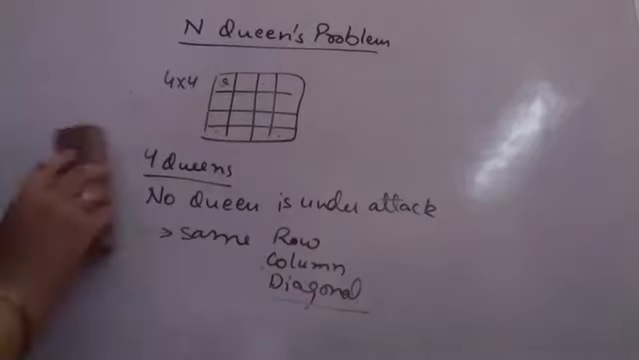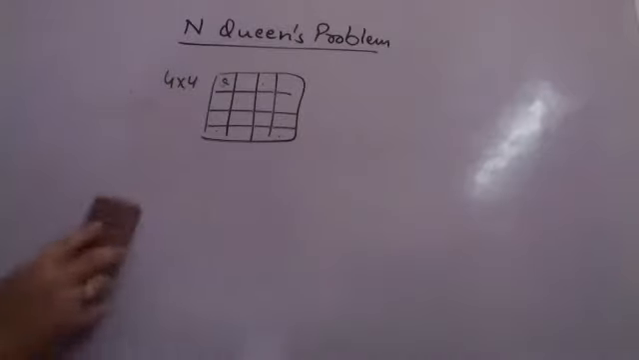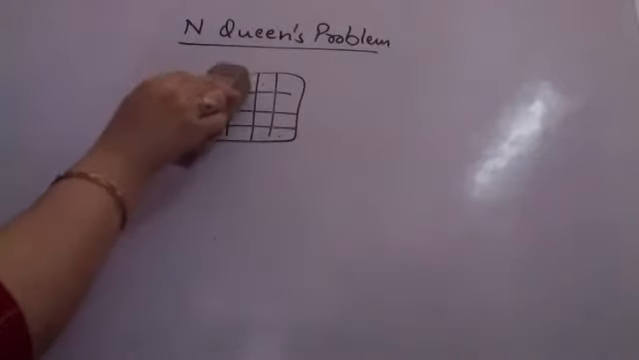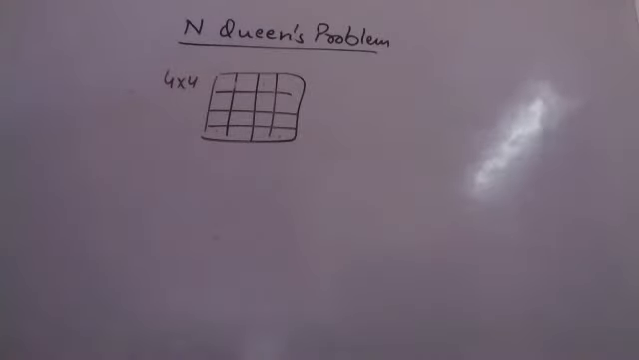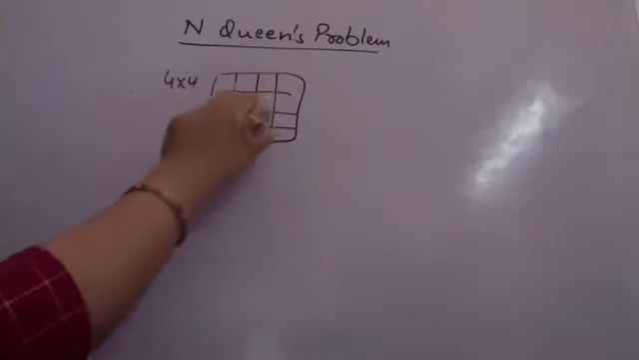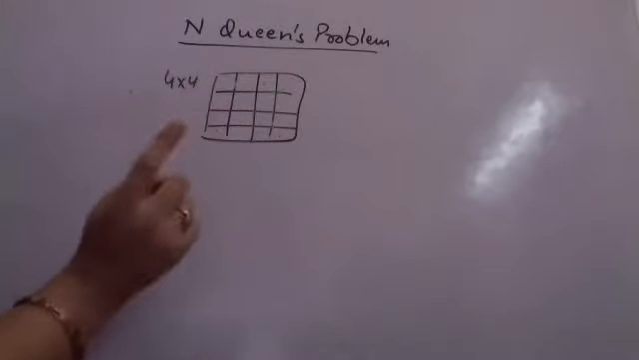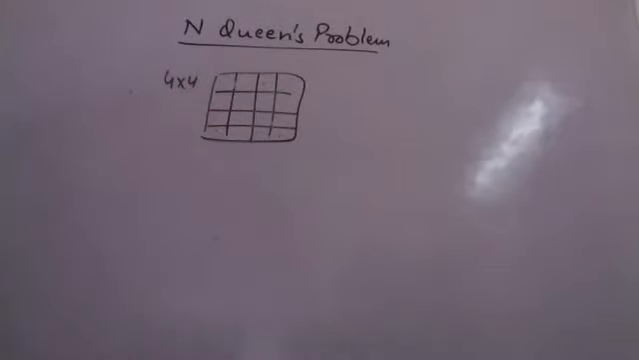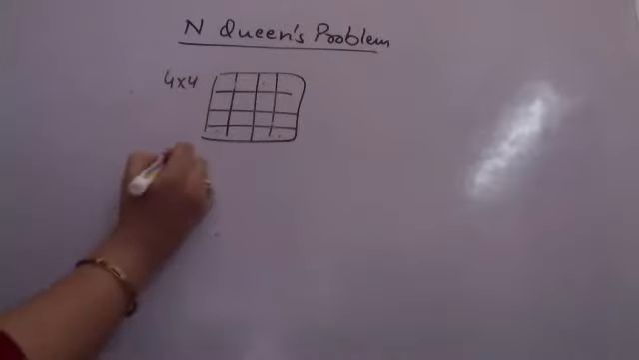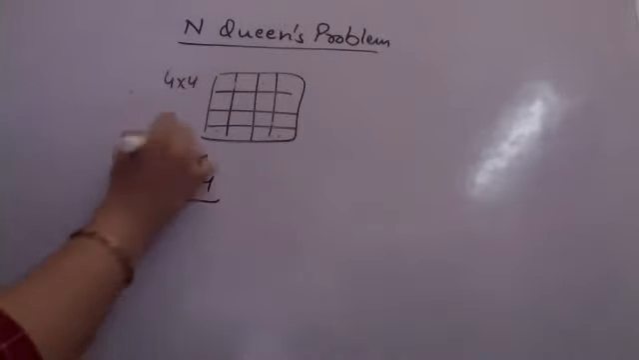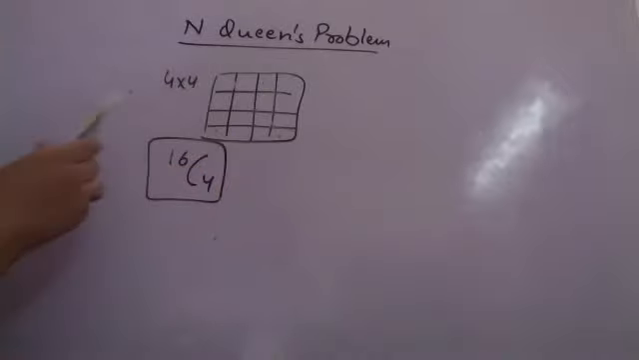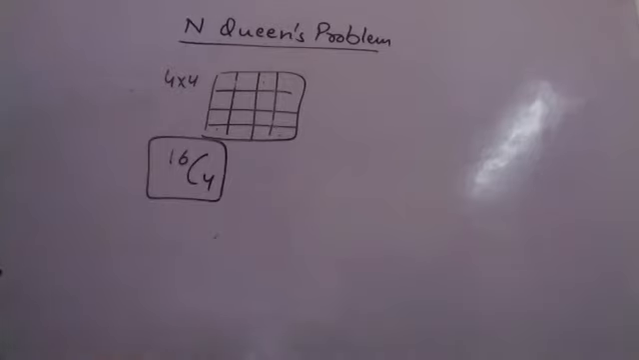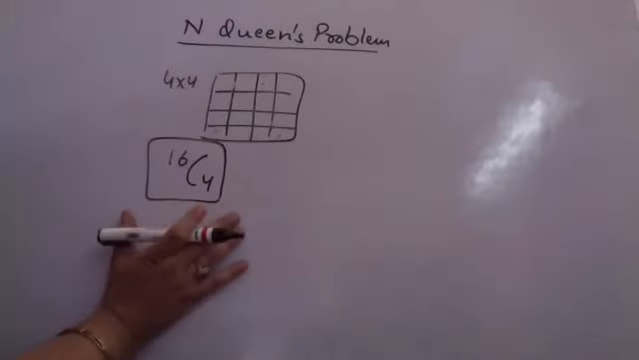So to solve this problem, now if we are trying to solve this complete problem in a 4 cross 4 board, there are 16 possible positions initially for queen 1, and we have 4 queens to be placed. So the total number of possible solutions for placing 4 queens in a 4 cross 4 board comes to be 16C4 by permutation and combination. So this is a very big solution space.